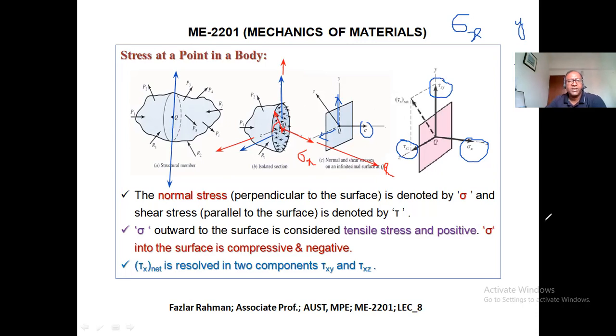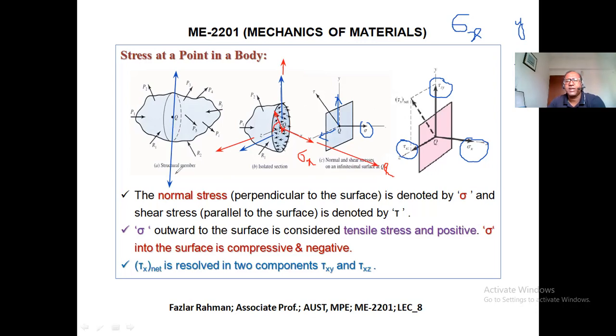Okay. So the normal stress we express with sigma. If it is tension, then normally we call it positive sigma. If it is compressive, then we call it negative. And for tau, there are some sign conventions that we'll talk about later on, but tau always works parallel to the surface.